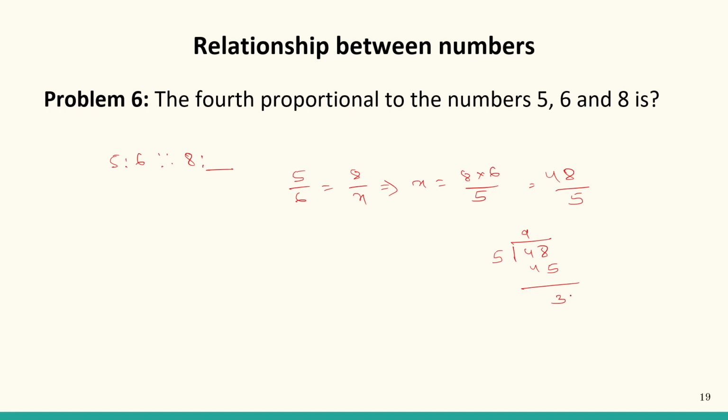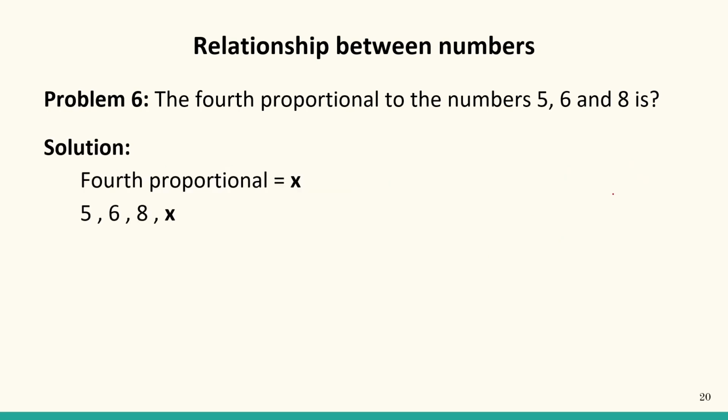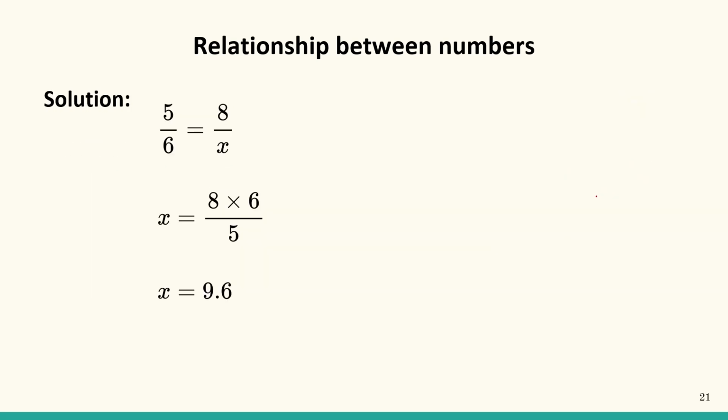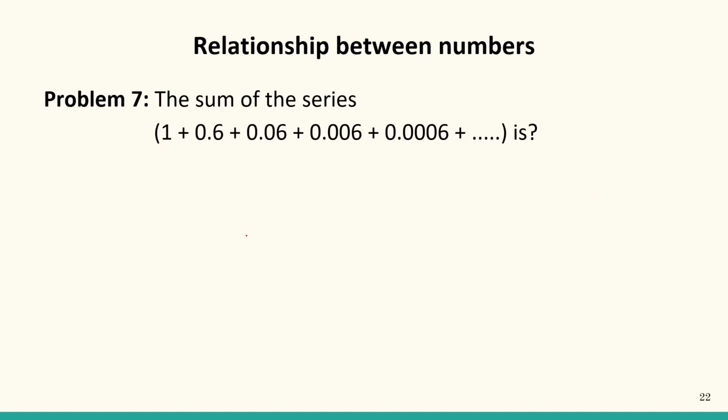If we put a decimal point here, so 30, 5 into 6, this is 0. So 9.6 is the answer. So 5 by 6 is equal to 8 by x. x is equal to 8 into 6 whole by 5. So x is equal to 9.6.